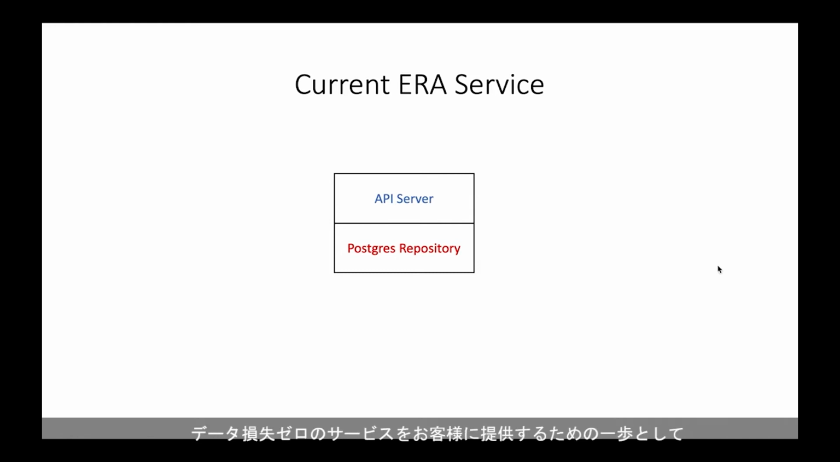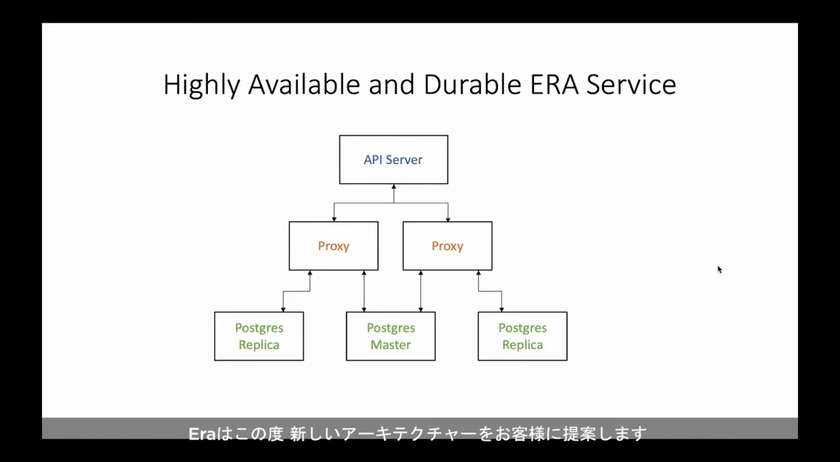As a step towards providing a zero data loss service to its customers, Era now offers an alternative architecture to its customers. In this new architecture, the single instance Postgres repository is now replaced by a clustered Postgres. It's a 3-node cluster front-ended by a couple of proxies for redundancy. The Era API server connects to these Postgres repositories via the proxies.